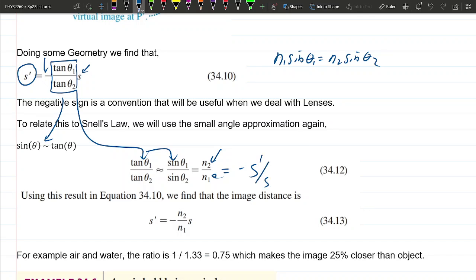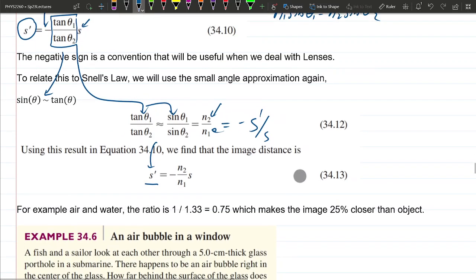So equating this, this is exactly equal to negative S prime over S. Combining that, you can derive that the image, how deep the fish appears, is going to be equal to how deep the fish actually is multiplied by the ratio of the indices of refraction. Since the index of refraction of air is 1 and the index of refraction of water is 1.33, it's going to appear about 1 over 1.33, or about 0.7 closer to the surface than it would. This negative sign is going to be interesting.